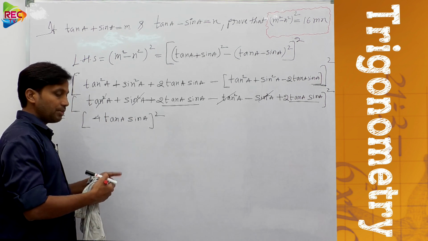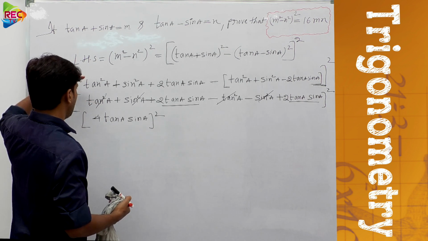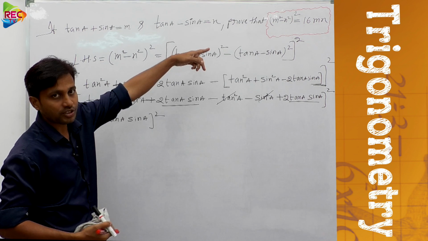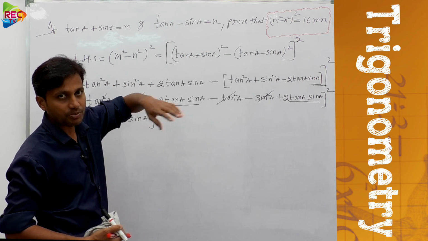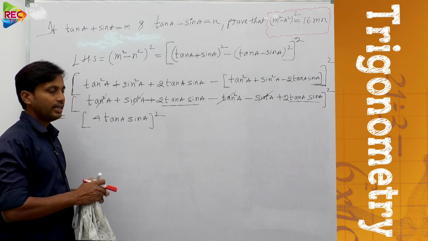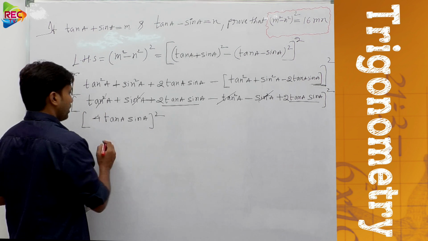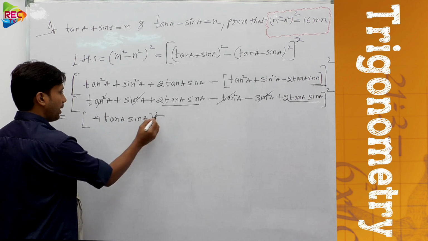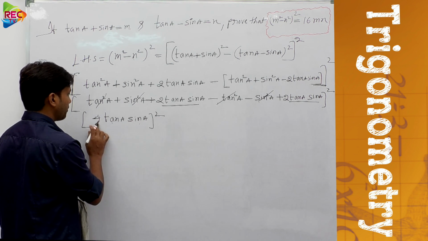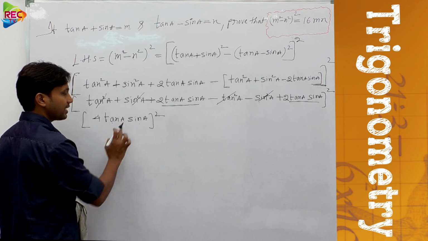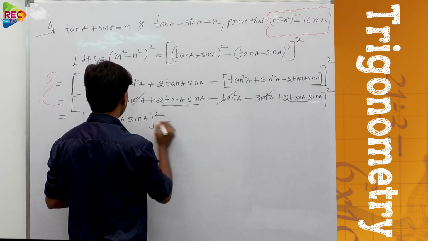Yes, that is a different matter. If you want to write the stepwise procedure, you can do it like this. Otherwise, if you want to skip these steps, you must know that a plus b whole square minus a minus b whole square equals 4ab, then you can get it. Okay. Anyhow, now in the next step you need to simplify here. You need to apply the square to each and every term here. You can put this square to 4, you can put this square to tan a, you can put this square to sin a. So how can we write it?